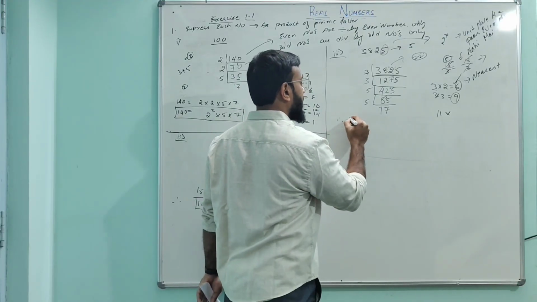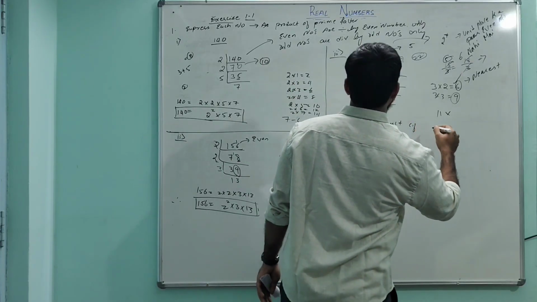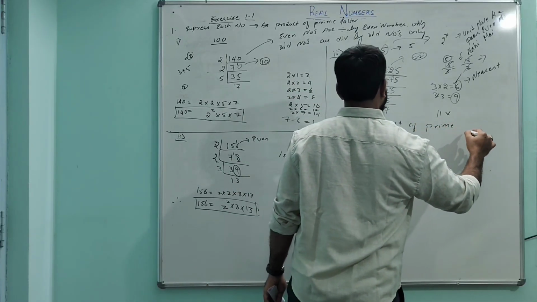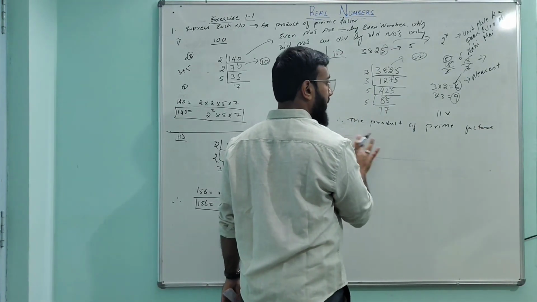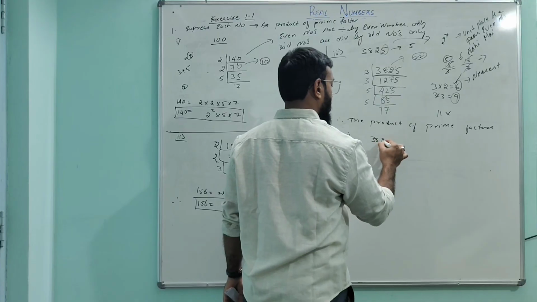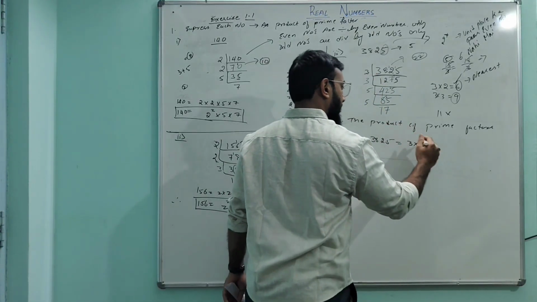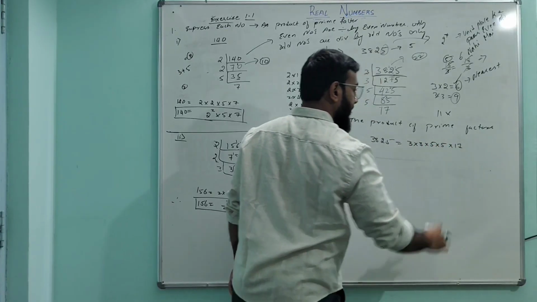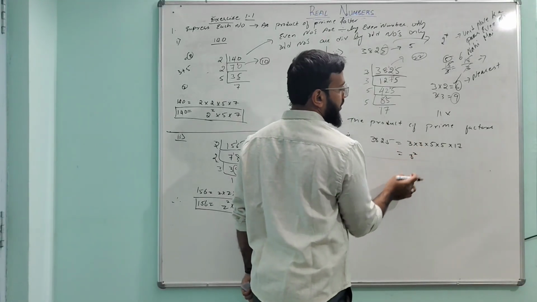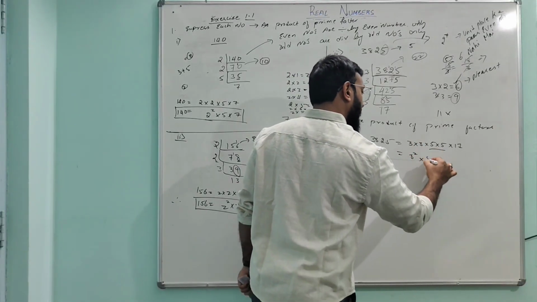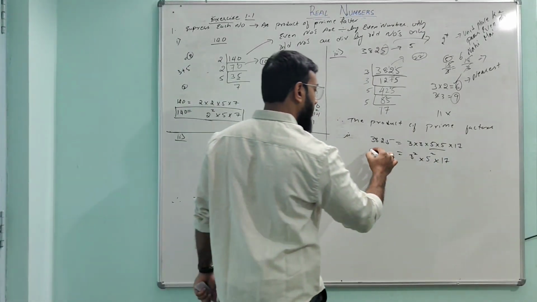Therefore, the product of prime factors is 3825 equals 3 into 3 into 3 into 3 into 5 into 5 into 17 into 17. What to do? Solve this further. 3 appears four times, so write 3 to the power 4, into 5 twice, write it as 5 squared, into 17. So this is the final answer.